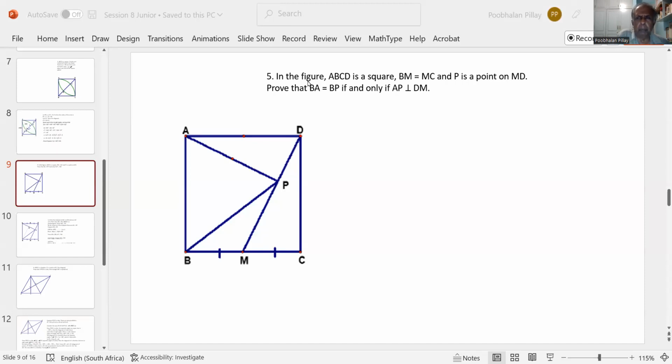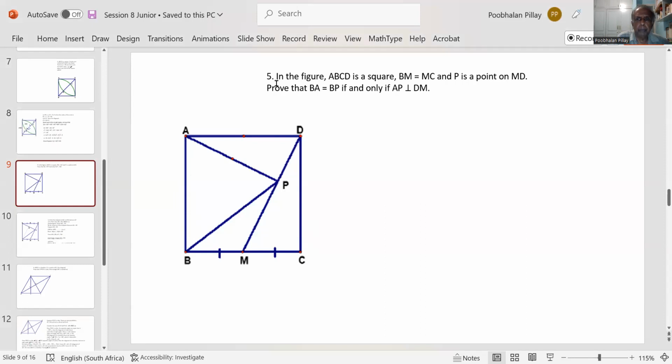Now let's have a look at this problem. In the figure, ABCD is a square. They like asking questions on squares and equilateral triangles. So you've got ABCD is a square, the large figure is a square. BM equals MC. So in other words, M is the midpoint of BC, that is given.